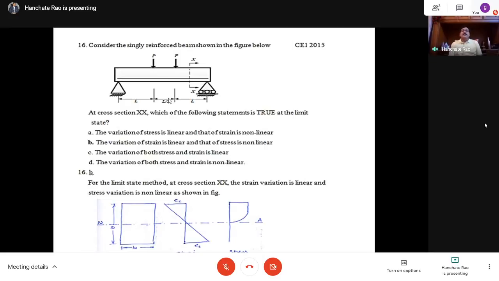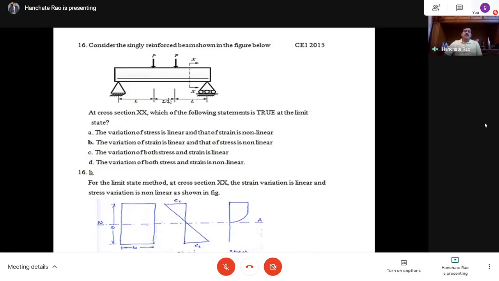He has considered a singly reinforced beam and two concentrated loads P and P are applied in the middle portion. The beam is of 3L length. So at a distance of L from each support, he has applied the concentrated loads. He has taken a cross section XX, and at cross section XX, which of the following statements is true at the limit state? At the limit state, the variation of stress is linear and that of strain is non-linear. First of all, in pure bending theory, strain being non-linear is wrong. So statement A is wrong.